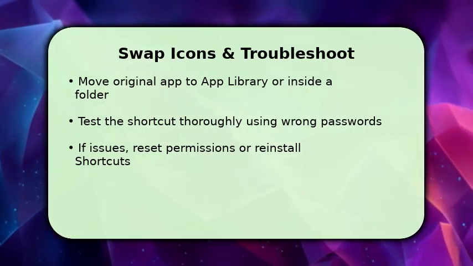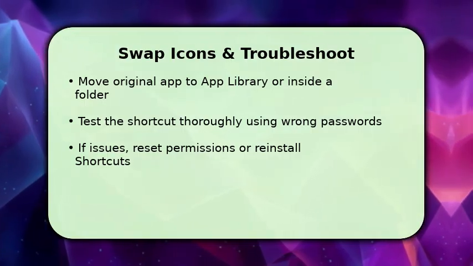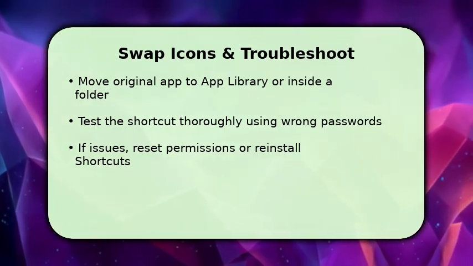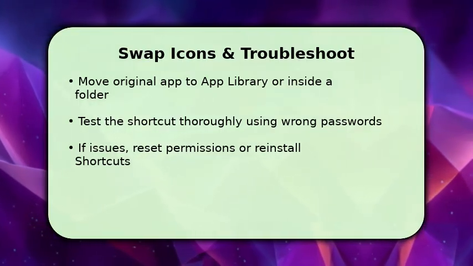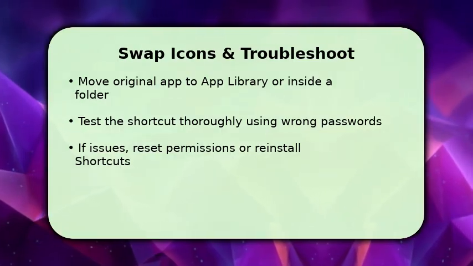Test the flow multiple times. Enter correct and incorrect credentials to verify the lock and app launch behavior. If something goes wrong, such as Shortcuts failing to open the app or authentication not triggering, make sure Shortcuts has permission to open apps, restart your device, or reinstall Shortcuts as a last resort.